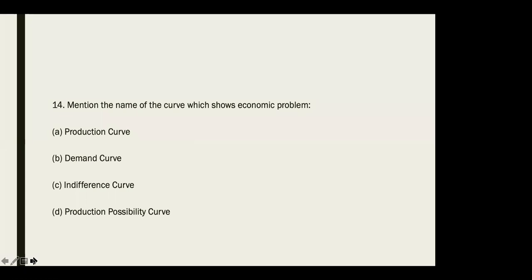Mention the name of the curve which shows economic problem. So it is production possibility curve. I have not taken up the production possibility curve in my part. It will be taken up under the production part. So this is one of the frequently asked questions. That is why I have put it down here. It will be asked in UGC NET and also in ARS NET. Also for subjective questions, this is a frequent question in economic service, or even if you take ARS, this is the most frequently asked question.